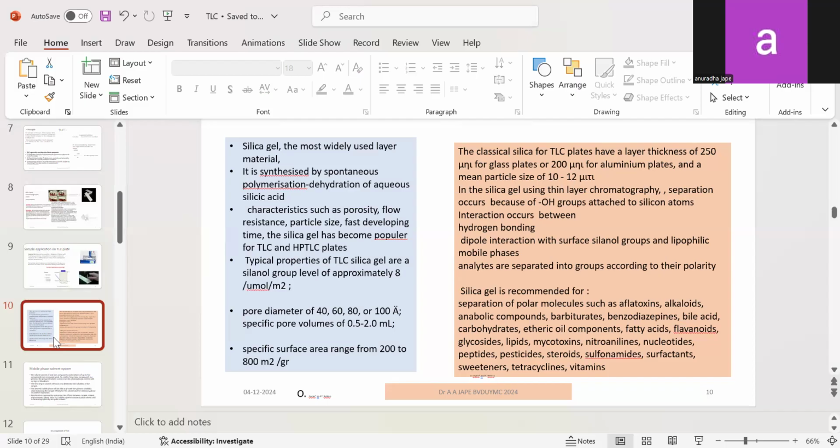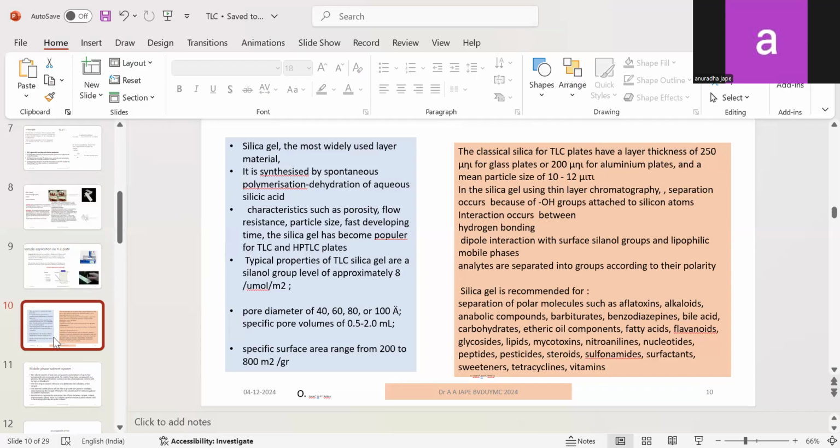The silanol groups which are present on the silica are generally approximately 8 micromole per meter square area. So, this is one factor to be taken into consideration. And second is the pore diameter. So, 40, 60, 80, 100 Angstrom pore diameter silica are available. Most commonly used is 60 Angstrom pore diameter. And the specific pore volumes range between 0.5 to 2 ml.